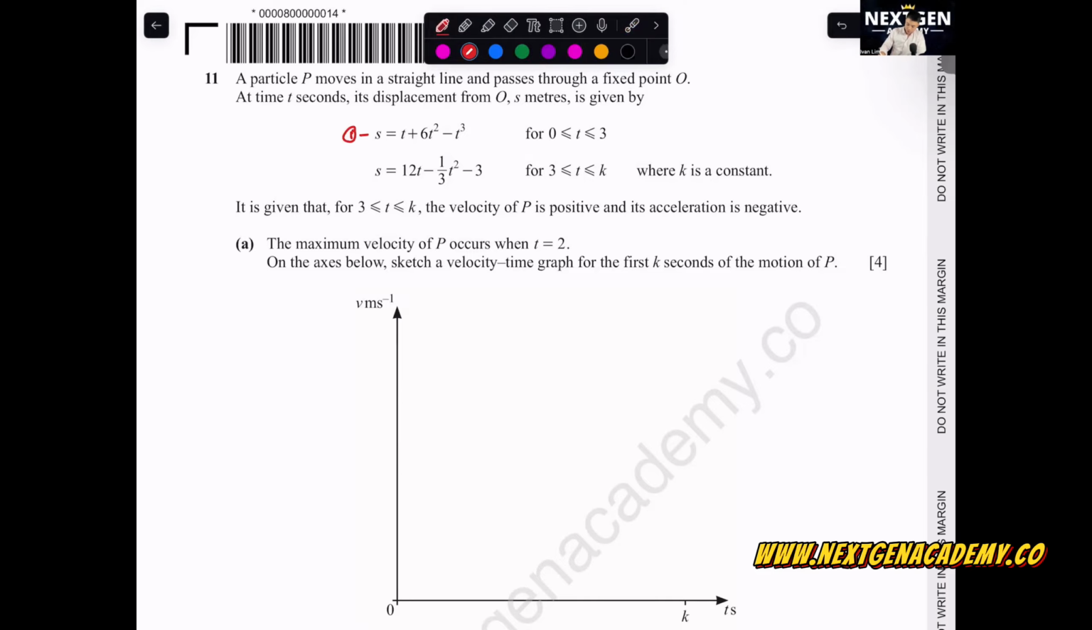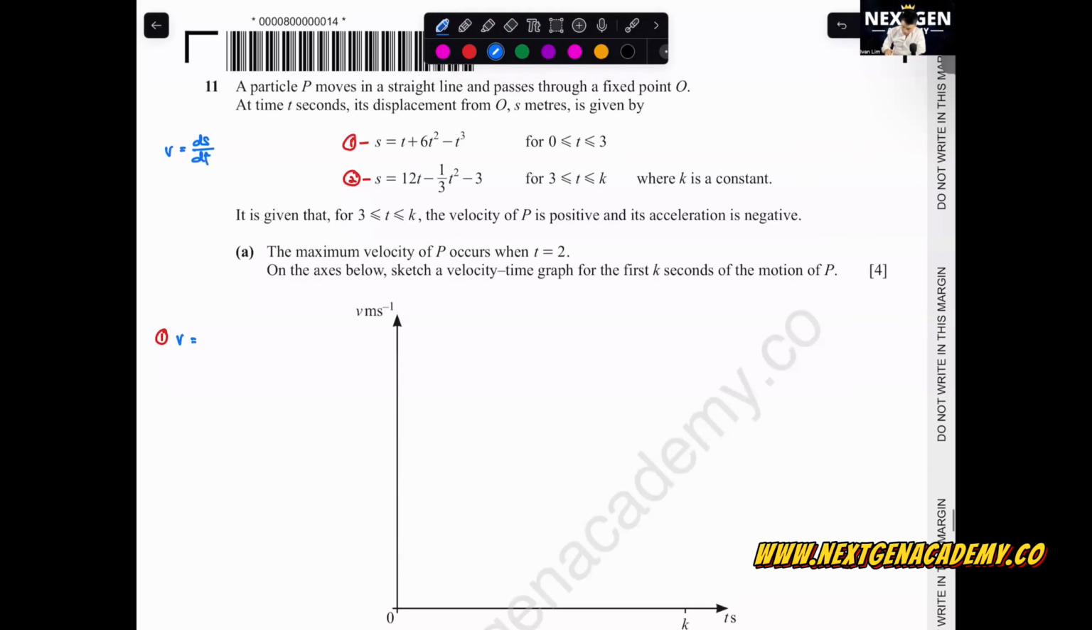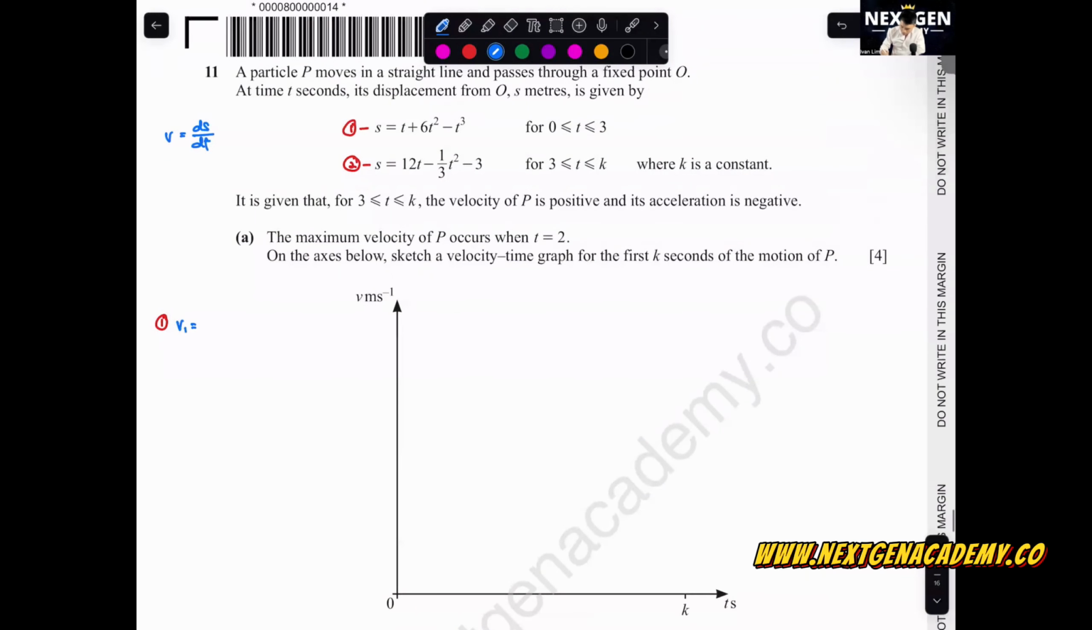So this is your first 3 seconds. So you got 2 equations here. Okay, let's do the first part first. From 0 to 3 seconds, we are going to differentiate the S, okay, because V is ds over dt. Okay, let's put here V1. V1 will be equals to, okay, I will rearrange this one. I'll do from the back first. Never mind, later I rearrange. 1 plus 12t minus 3t squared.